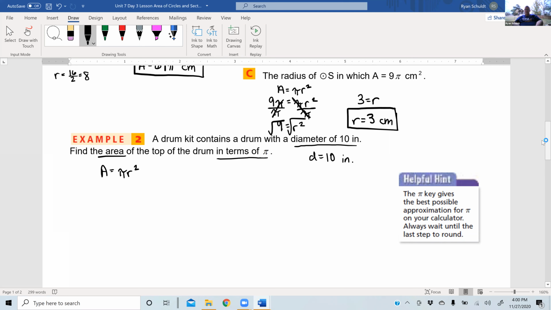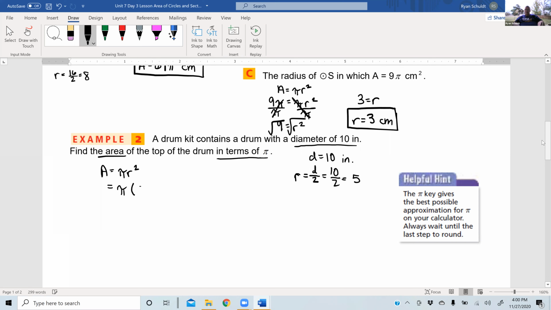Uh-oh, they give me D. How do I get from diameter to radius? Radius equals diameter divided by 2. So 10 divided by 2 is 5. Okay, so that's what I'll plug in for my R.